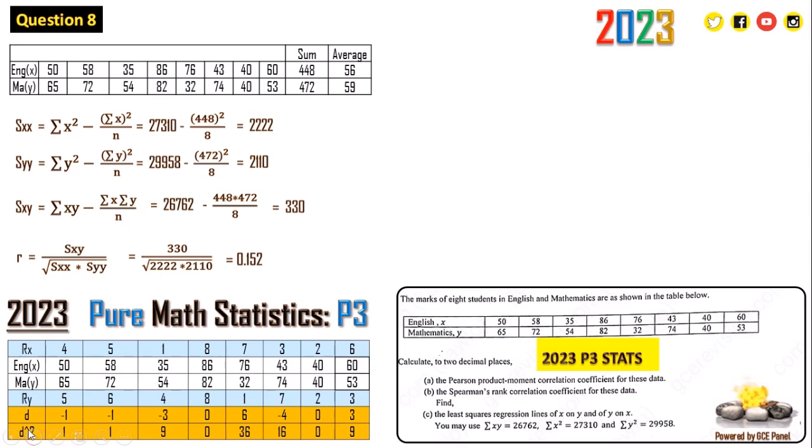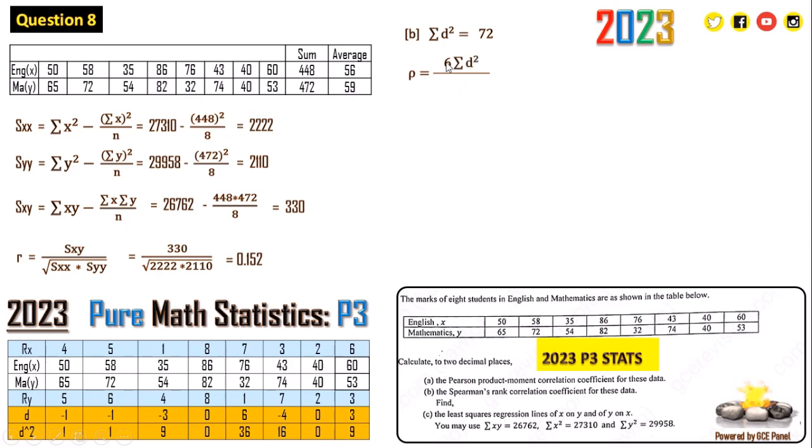Now after having this difference, we square each of them. Negative 1 squared is 1, negative 1 squared is 1, negative 3 squared is 9, 0 squared is 0, 6 squared is 36, negative 4 squared is 16, 0 squared is 0, 3 squared is 9. From here now you can apply the formula to find the Spearman. So our summation for d squared is equal to 72.